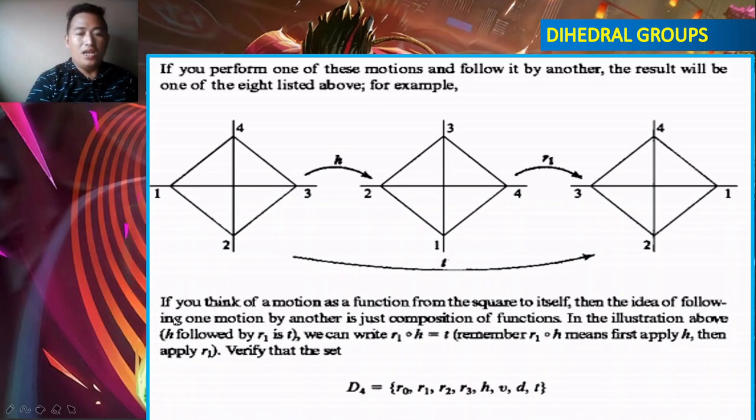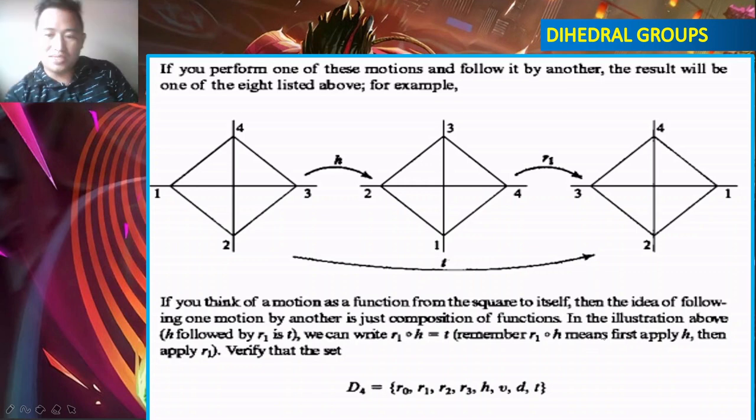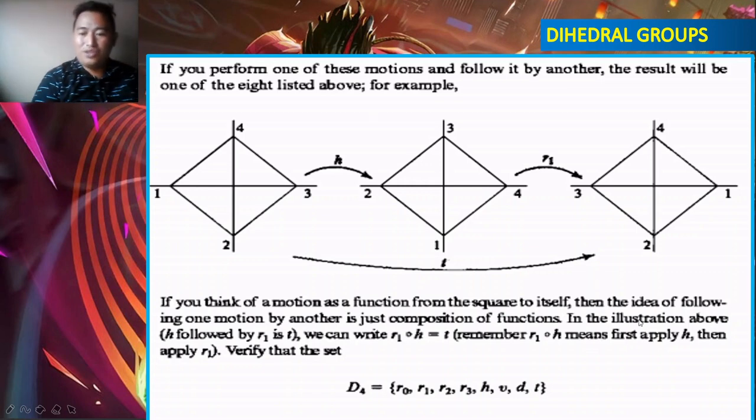Okay. So if you think of a motion as a function from the square to itself, then the idea of following one motion by another is just composition of functions. So, it is called composition of functions. So in the illustration above, H followed by R1 is T. So we can write R1 compose H. You start with H, since in composition where you start is on the right. So, R1 compose H. H first, then R1. It equals T.